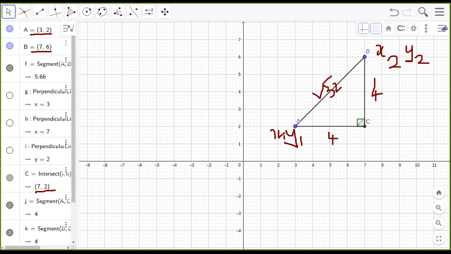Because every point on this line will have y1 as its y coordinate. And what will be the x coordinate? It will be x2, y1. So that is how you will get this point. Now using these 3 points in a general way, not specific, you are just giving the variables. A has coordinates x1, y1. B has x2, y2, and hence C will have x2, y1.